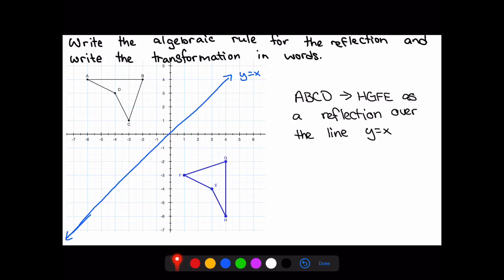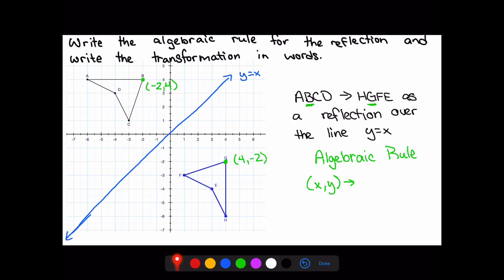Now, if we want to write our algebraic rule, that deals with our x and y values. So that's the xy transforms to what? Well, in this case, I can just take two random points here. If I take point B, and point B corresponds to point G. Well, point B is at negative 2, 4. Point G is at 4, negative 2. Let's just see what happens.